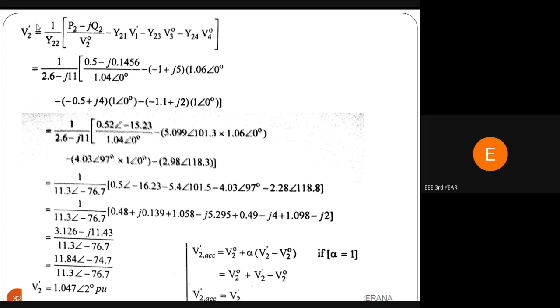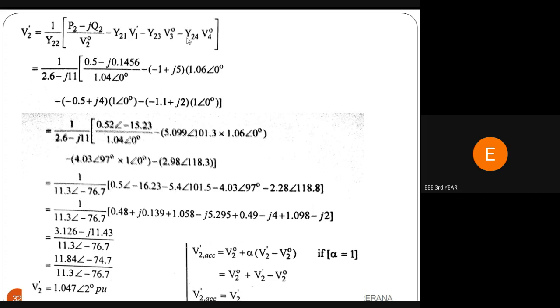Okay, so first the V2 voltage. To calculate V2, the form is exactly repeated from before. V2 new is equal to 1 by Y22 into P2 minus JQ2 divided by V2 conjugate, minus Y21 V1 new (V1 is common for all), minus Y23 V3 naught, minus Y24 V4 naught.